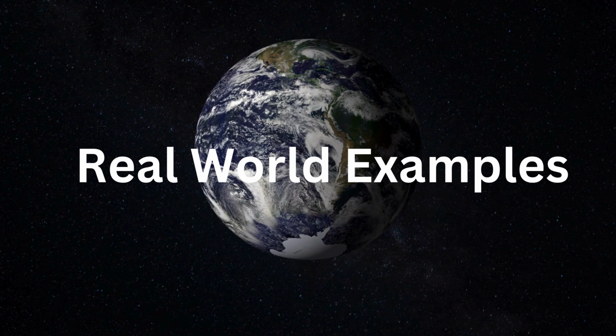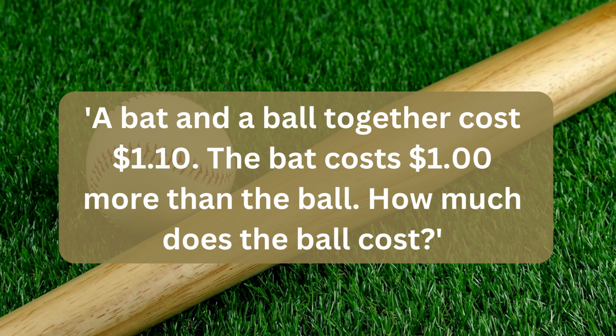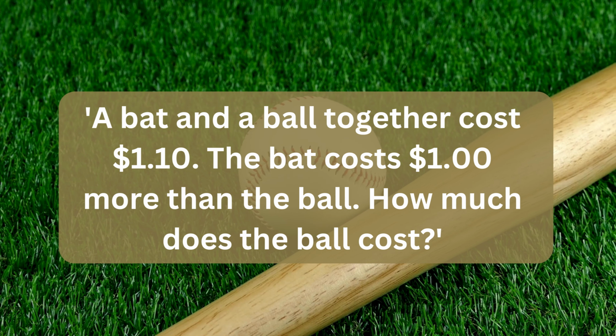Example 1. The classic bat and ball problem. It goes something like this. A bat and ball together cost $1.10. The bat costs $1 more than the ball. How much does the ball cost? Many people quickly answer 10 cents, but that's actually incorrect. The correct answer is 5 cents. The problem here is that it's easy to misinterpret the wording and miss the logical steps needed to solve it.